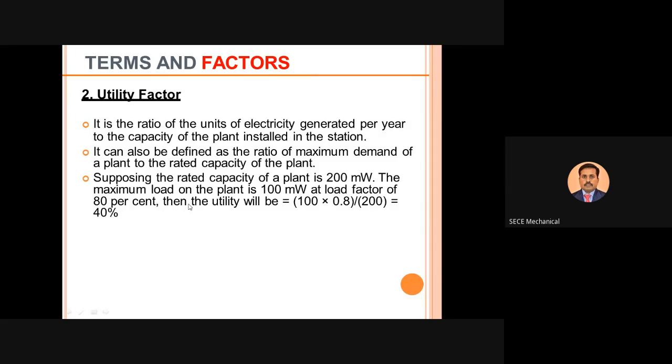So utility factor is nothing but the ratio of the amount of electricity generated per year divided by the capacity of the plant. To calculate the utility factor, you have to take these two parameters: we are producing 100 megawatt, and the percentage is 80, so you multiply 100 into 0.8, then divide by the capacity of the plant, which is 200 megawatt. Dividing by 200, the utility factor is 40%. So 40% of the plant is utilized, and we are producing 100 megawatt in a 200 megawatt capacity plant. That is the meaning. So this is the way we can calculate the utility factor.